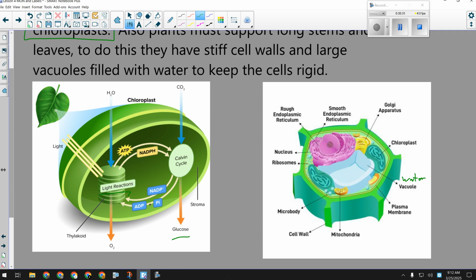The water vacuole and the cell wall work together to make the plant look like this. If the cell wall is healthy and the water vacuole is full, then the cell will be rigid, and the plant will be nice and healthy and the leaves will look up. If the cell wall is healthy but the water vacuole is empty, then the plant looks like this. A wilted plant doesn't have full water vacuoles.